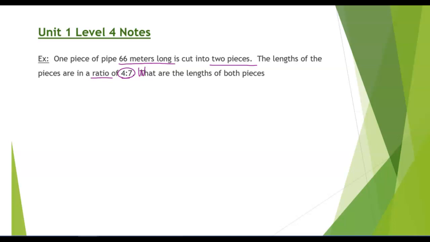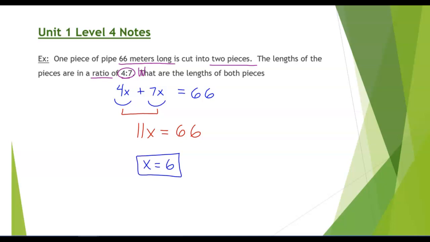There is one way where we know 4 times a factor plus 7 times that common factor, the smaller piece and the bigger piece, has to be equal to 66 total meters. So this would be a lot easier to solve. 4x plus 7x is 11x, and that has to equal 66. Divide by 11 on each side, x is 6. So that's your common factor.